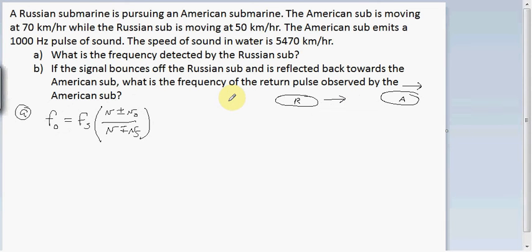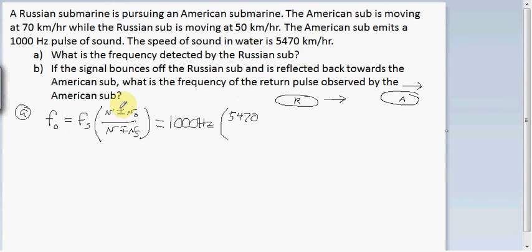So the frequency of our source, that is our 1,000 hertz pulse of sound that the American sub is sending out. V is the speed of sound, which is 5,470. The observer here is going to be the Russian sub. In other words, the frequency detected by the Russian sub. That's our observer.